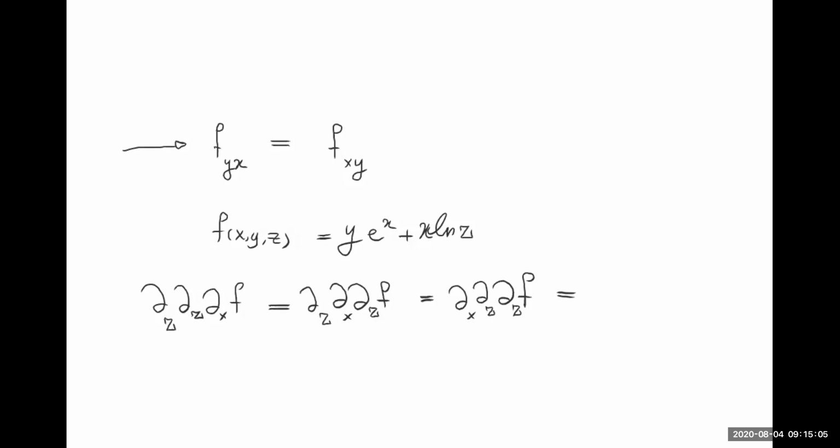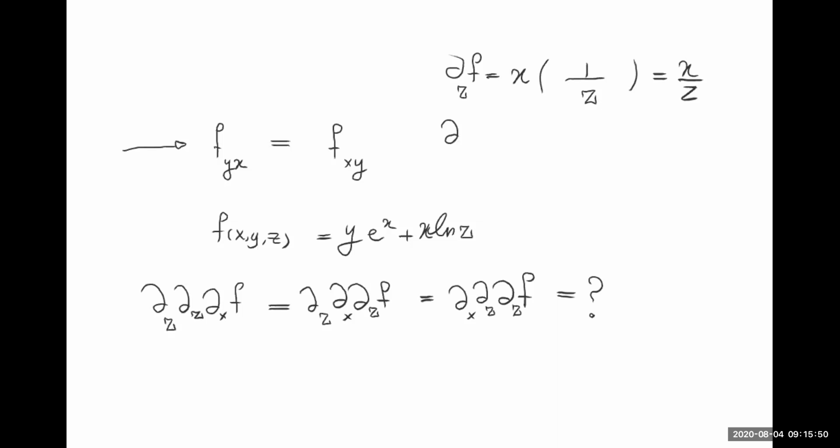So if I want to compute that third order derivative, really it doesn't matter in which order I take these derivatives. For example, I can take the derivative with respect to z first. The derivative of f with respect to z: the first term is going to be 0, since there's no z in the first term. And for the second term, x is a constant, so I should take the derivative just of ln of z, which is 1 over z. So it's x over z.